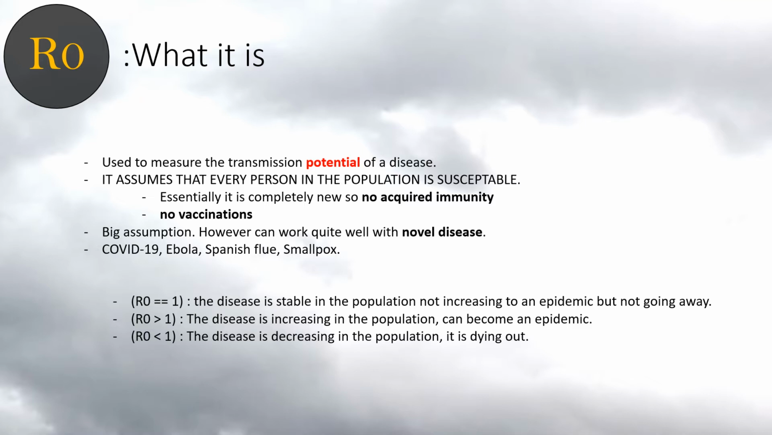So you need to roll out interventions. R0 being less than 1 means that the disease is decreasing and your interventions are working. The disease is dying out. So if it carries on at that speed, then it's going to be completely eradicated.